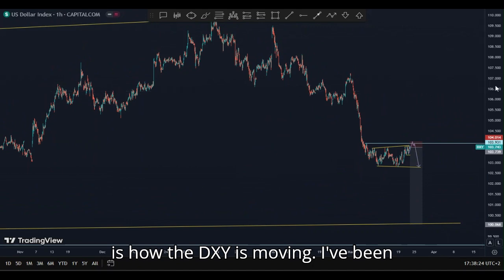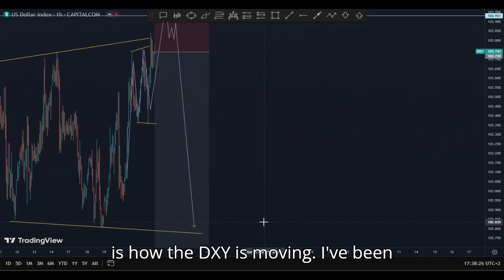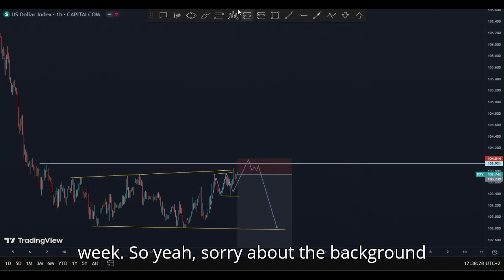So that is how the DXY is moving. I'll be looking for selling opportunities this week.